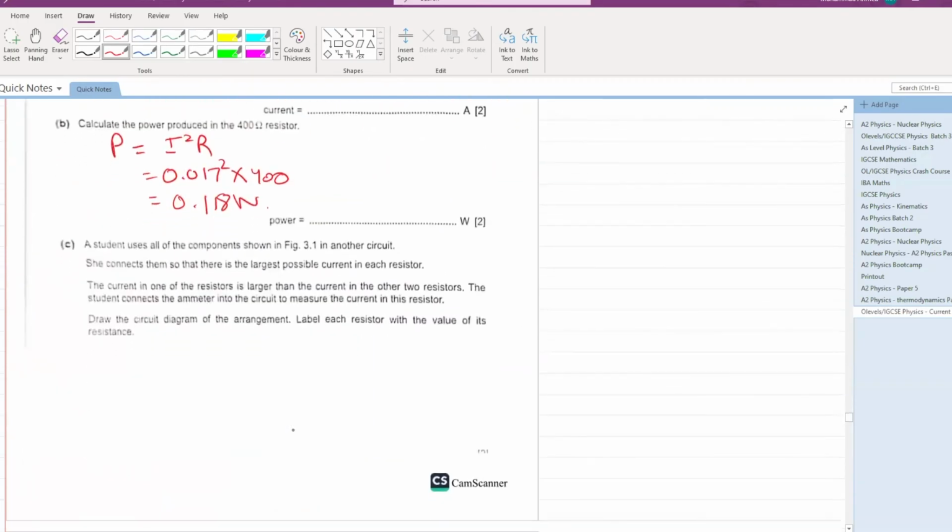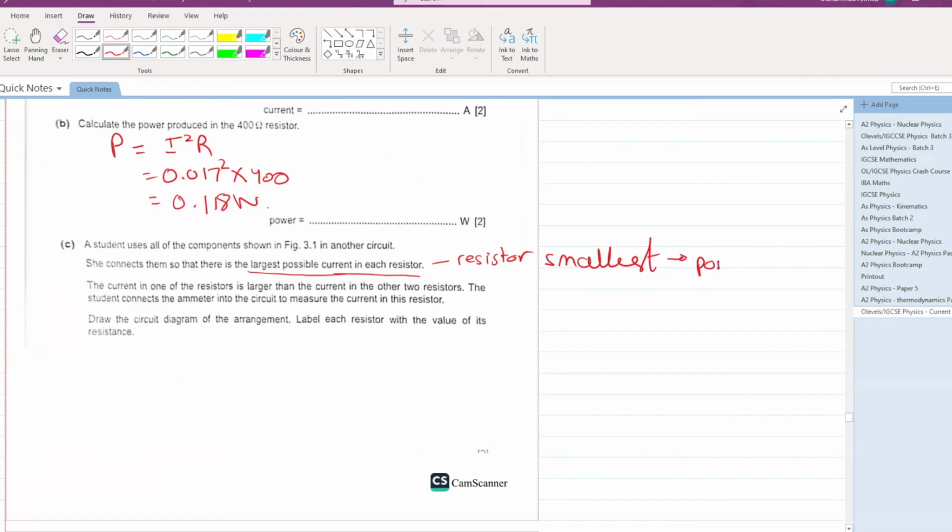Let's further move ahead. A student uses all of the components shown in figure 3.1 in another circuit. She connects them so that there is the largest possible current in each resistor. Whenever there is the largest possible current, what is happening? Resistance is smallest. And when is the resistance smallest?